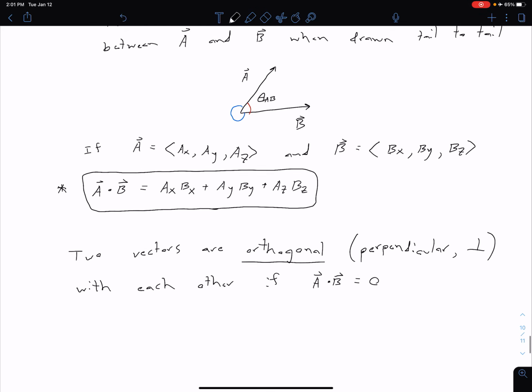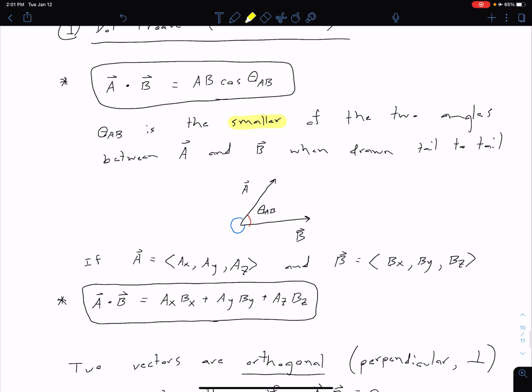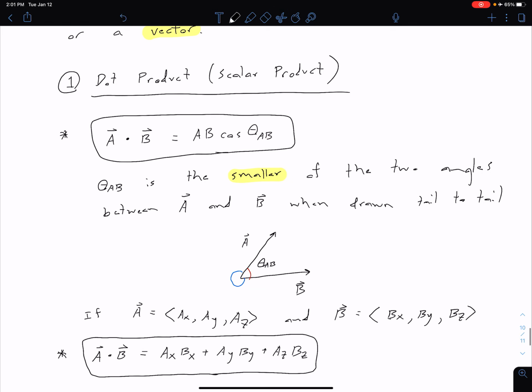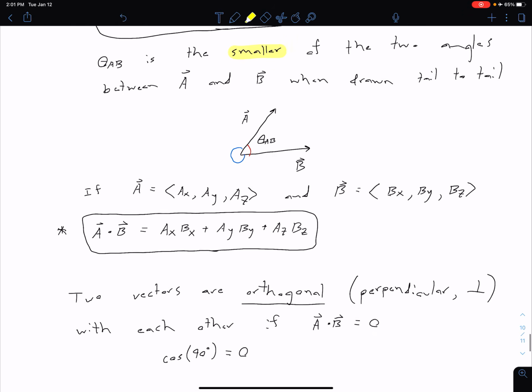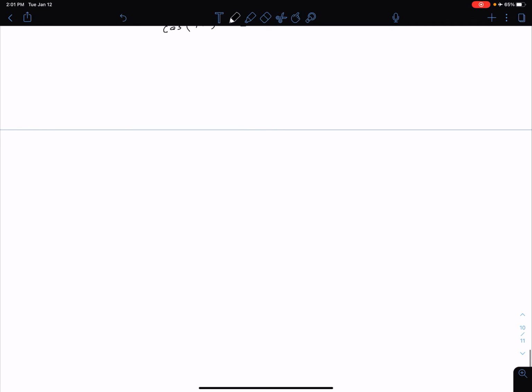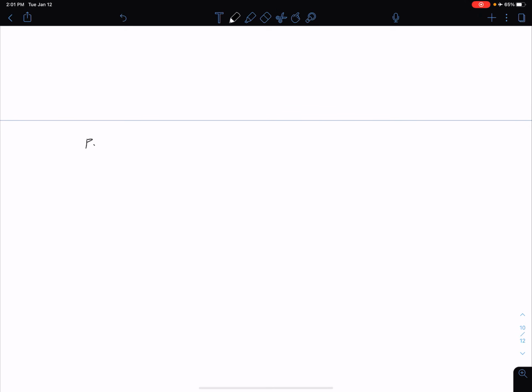And of course the reason is if we have this theta sub AB here equal to 90, well of course cosine of 90 is equal to 0. So cosine of 90 degrees is equal to 0, and then we have this 0 times the magnitude, so of course the dot product is ultimately 0. So let's talk briefly about some properties for our dot product.